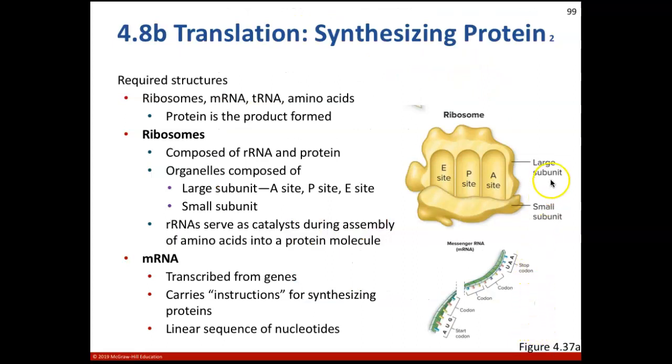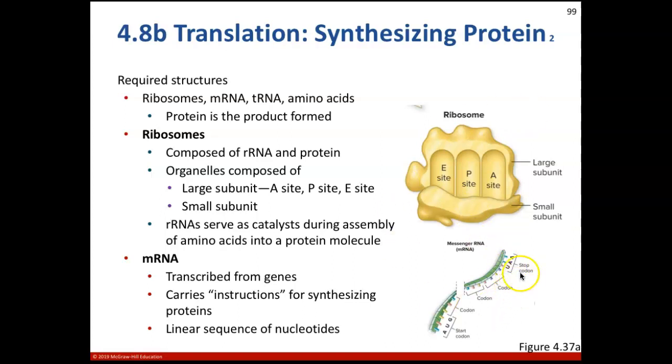So let's move on to talk about our ribosomes. We need our ribosomes in order to create these proteins. It really reads the codes in order for us to know what amino acid to attach. So our ribosomes are composed of rRNA and protein. We have that large subunit that has the A site, P site, and the E site, and then the small subunit here. And these rRNAs serve as catalysts during the assembly of these amino acids into proteins.